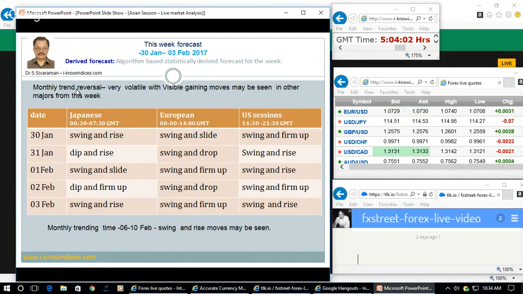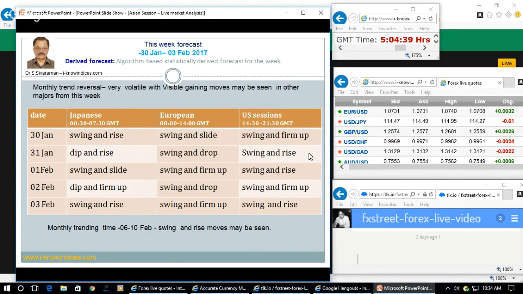So they are expected to make the swing and rise during the Japanese session with a positive net change in the case of Euro and GBP. Then later during the European session, they are expected to slide, and then firm up during the US session. Then tomorrow they are expected to make a dip at the start of the day during the Japanese session and also the European session, and then gain the levels during the US session. So that will be the move they will make for the month end.